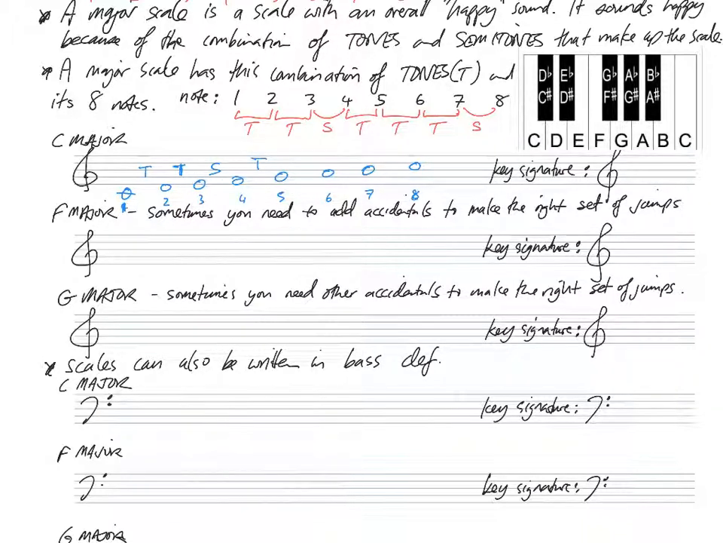What kind of a jump is it from 5 to 6? Well, 5 to 6 is a G to an A. A G to an A jumps over a black key, so that's a whole tone again. A tone, like we expected, or like we want for a major scale.